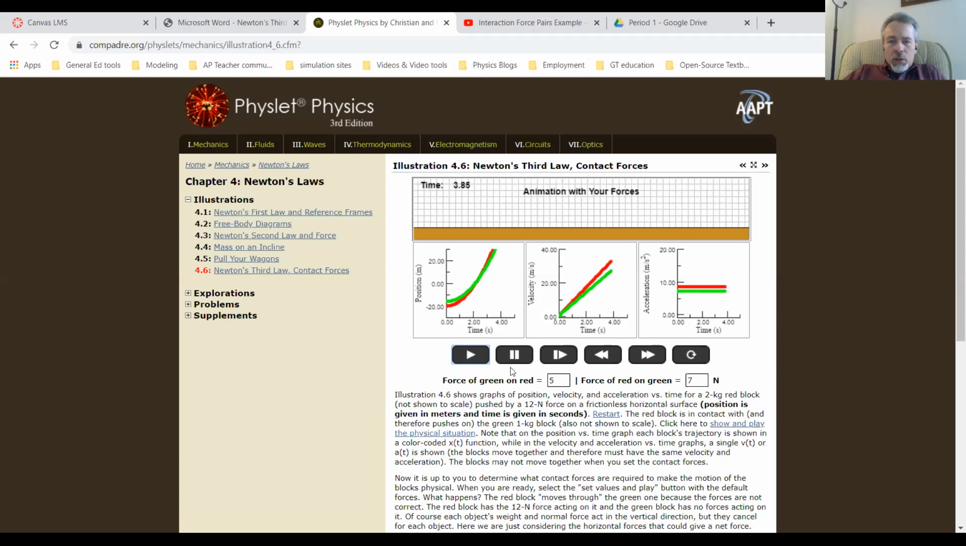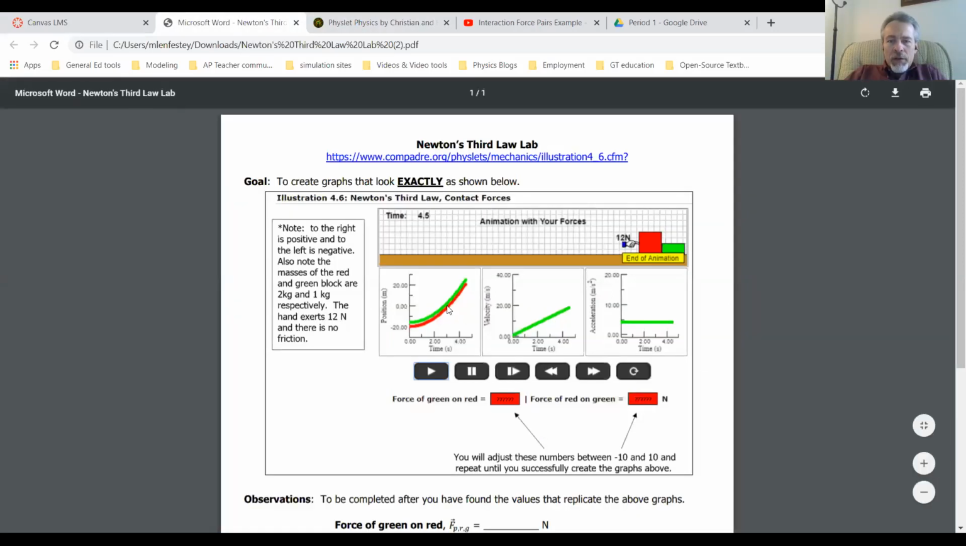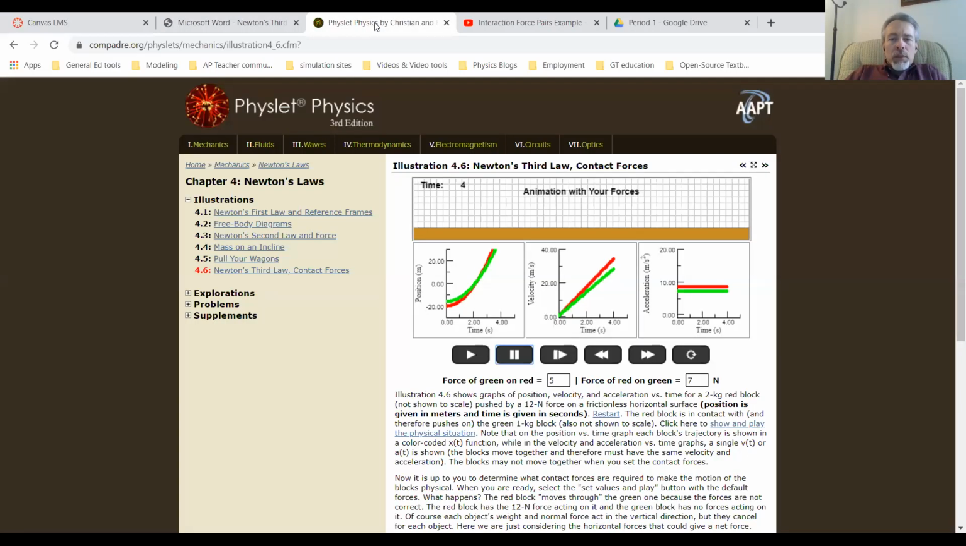Okay, so let me hit pause. If you look at those 3 graphs, they did not exactly match this graph here. So you just have to keep on playing around. So I could say negative 3, and this one here, I could say positive 3. Let's see what happens now. Oh, I'm getting closer. Still not right.